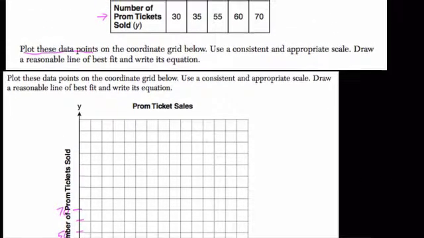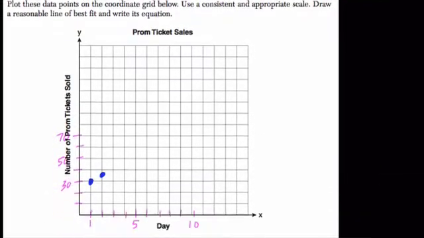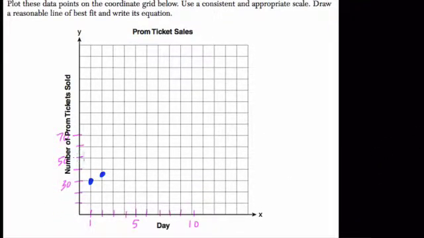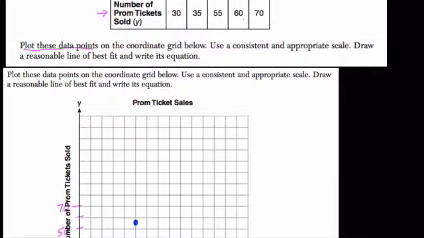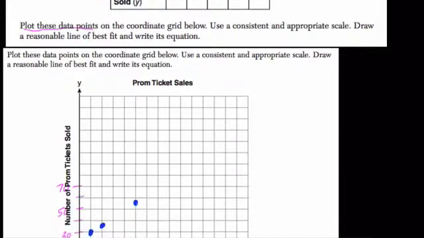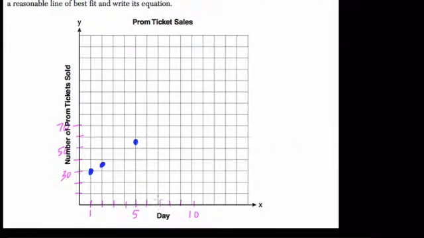Okay, day 5 is next at 55. So there are no tickets sold on 3 and 4. So 5 is at 55, right? So about here. And 7 is at 60. And 10 is at 70. So 7, 60 right here. And 10, 70 here. Alright, so a line of best fit is the line that best approximates these.